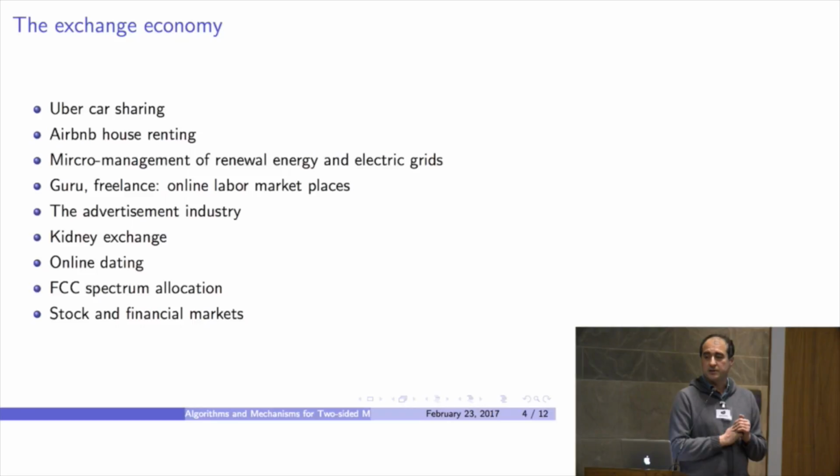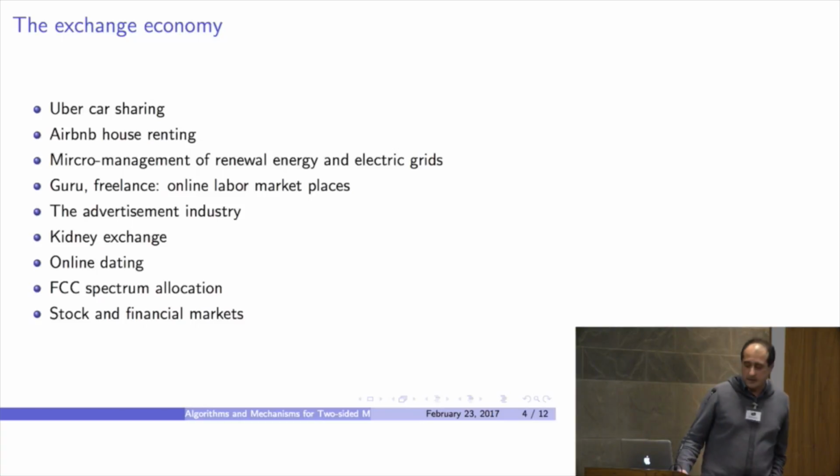Online dating is also an emerging application, and there are other traditional ones that nowadays are actually managed by large-scale algorithms, like the FCC spectrum allocation, which is ongoing right now in the US and is managed by a two-sided market mechanism that has been developed in some US universities. And finally, of course, a very classical two-sided market is the stock market. So there is a lot.